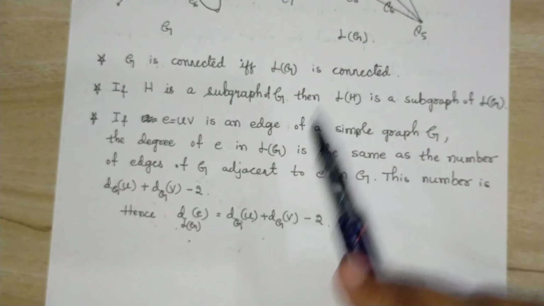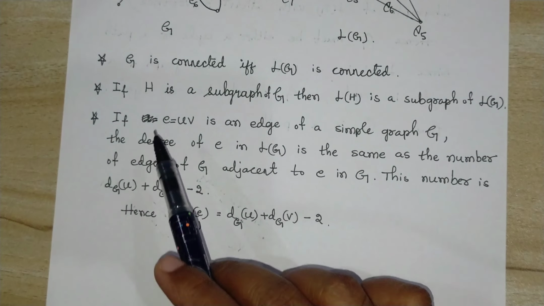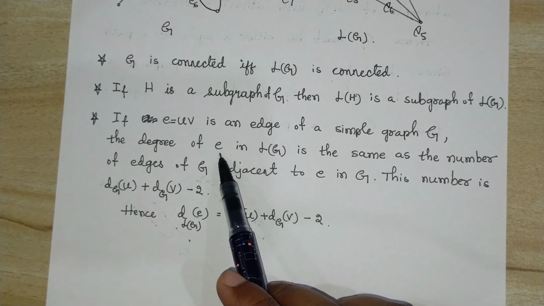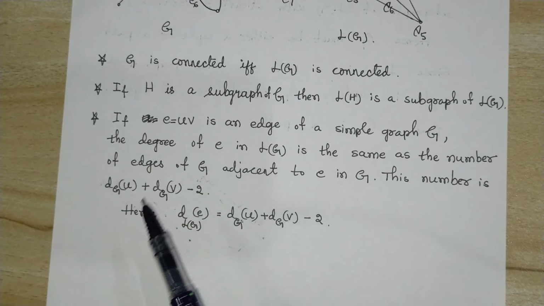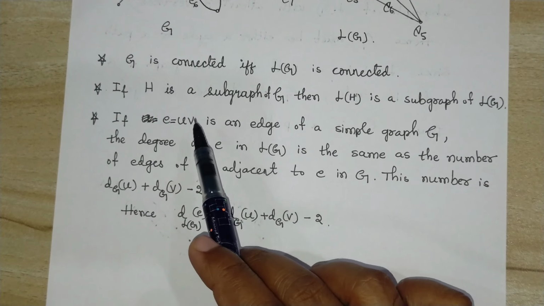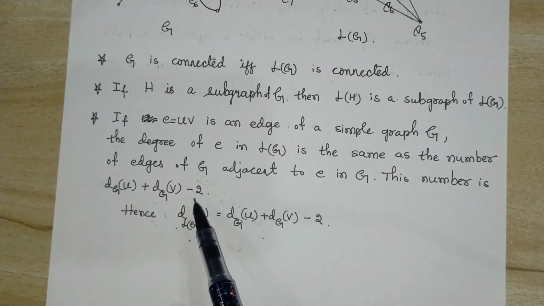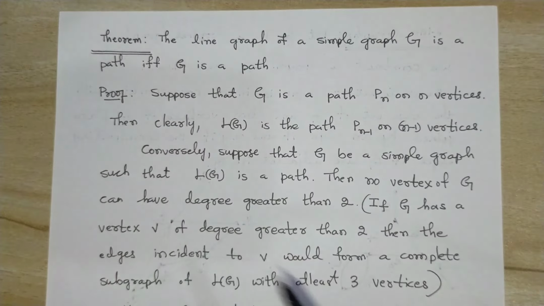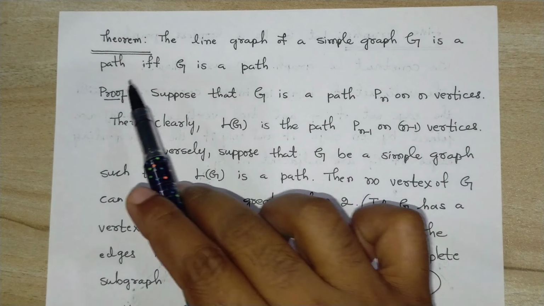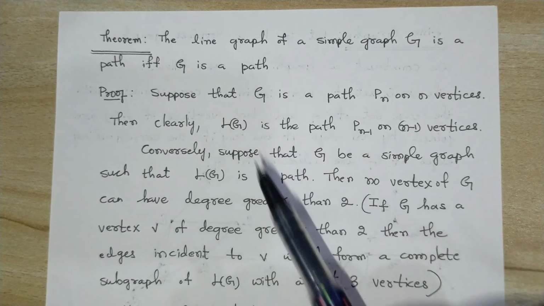So in the line graph of G, the edge E will become the vertex, and the degree of that will be degree of U in G plus degree of V in G minus 2. So that is the formula. Let us prove a result on the line graph. The line graph of a simple graph G is a path if and only if G is a path.